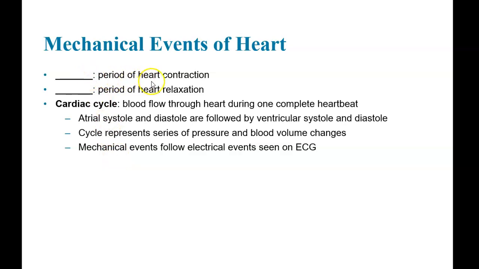So systole is the period of heart contraction, and diastole is the period of heart relaxation. In the cardiac cycle, blood will flow through the heart during one complete heartbeat. So atrial systole and diastole are going to be followed by ventricular systole and diastole. And then the cycle represents the series of blood pressure and blood volume changes. So these are the mechanical events that follow the electrical events that are seen on the ECG.